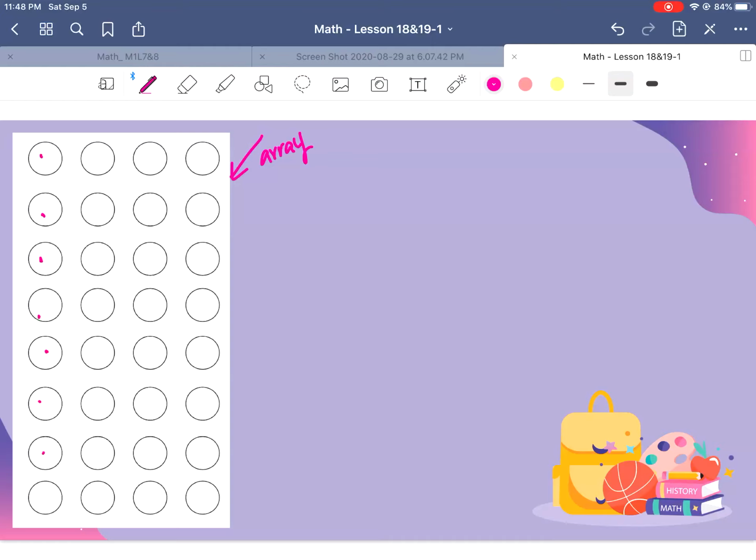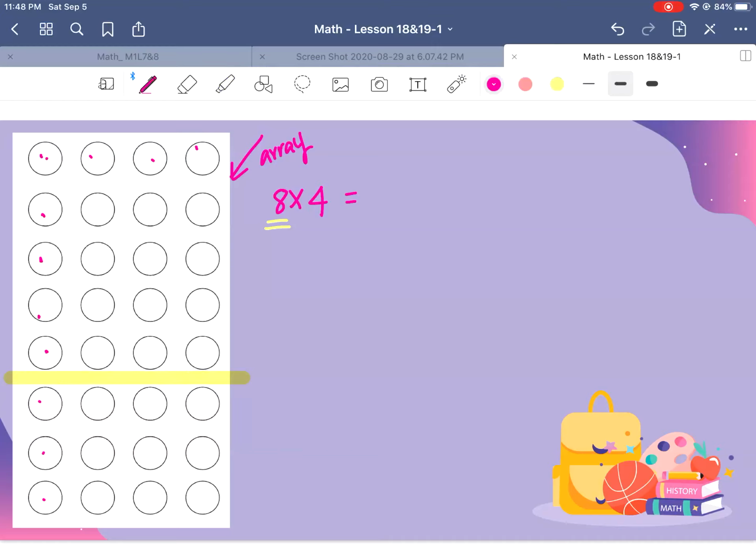1, 2, 3, 4, 5, 6, 7, 8. And how many circles are in each row? 4. So some of you can just go ahead and find the answer of 8 times 4. But some of you might also find this number a bit too big. So if it's too big, then here is my tip. Divide your array into 2 parts. So for me, I'm going to cut it like this.